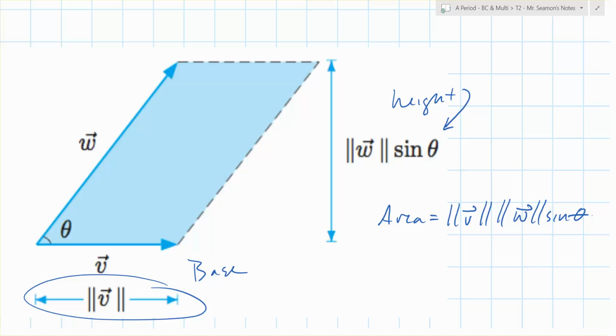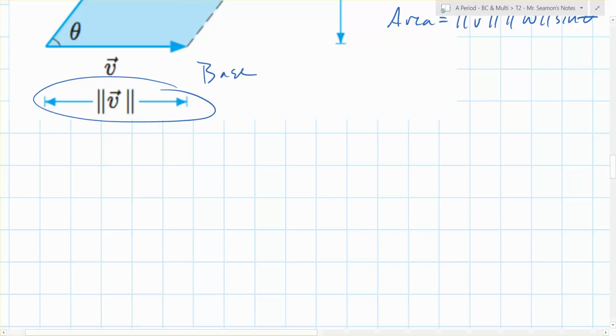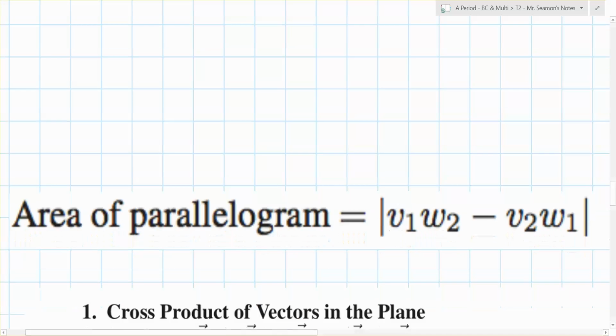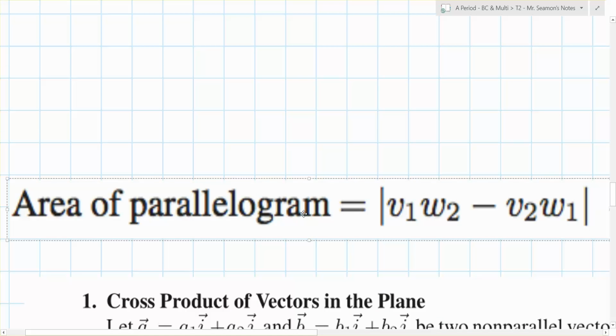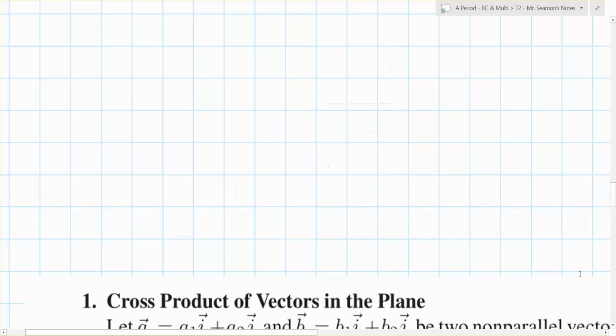On the other side of the geometric definition for dot product, what was on the other side? The algebraic definition. This is what's really cool about this. Let me get to the statement right here. The area of this parallelogram is actually this right here. I'm going to cut this and put it up top.